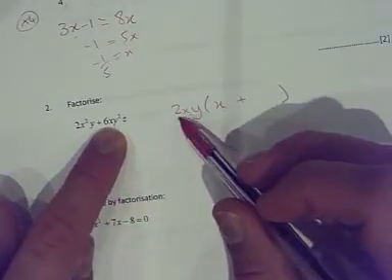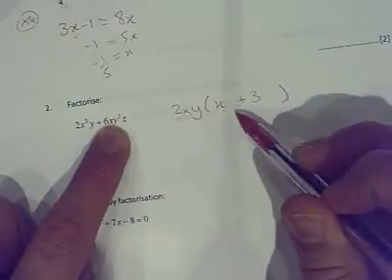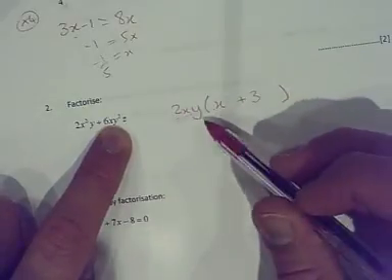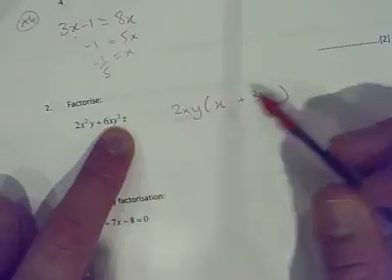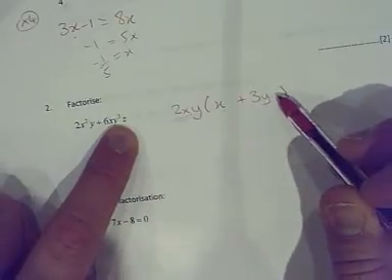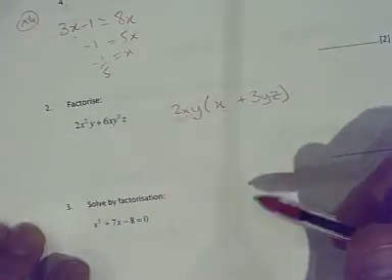2 times what is 6? That's 3. x times what is x? Again, it's just a 1. y times what is y squared? That's an extra y. And we need an extra z here. So that's our factorised form.